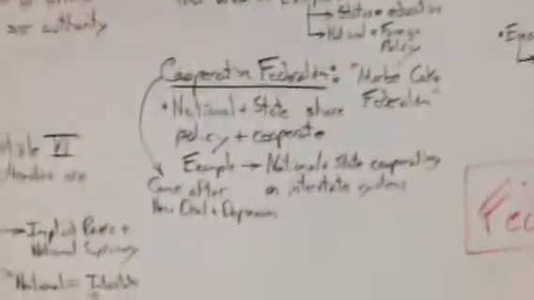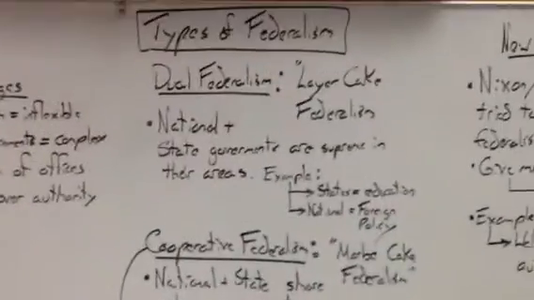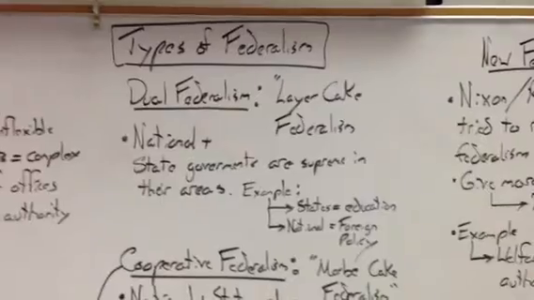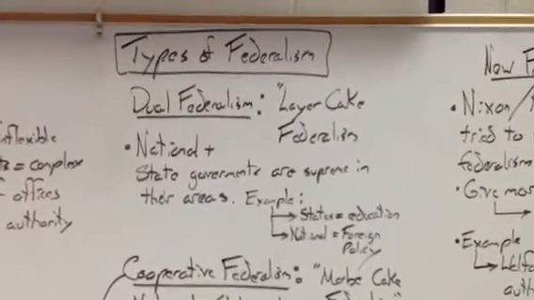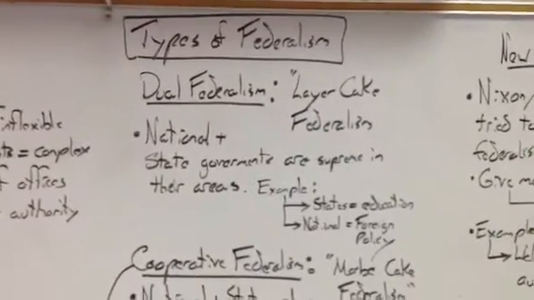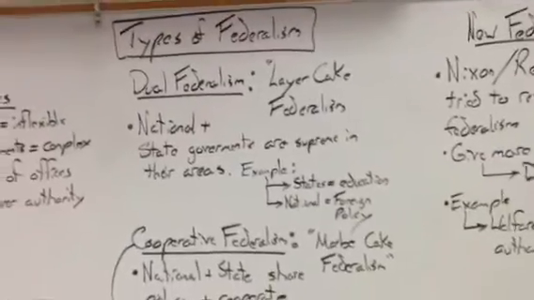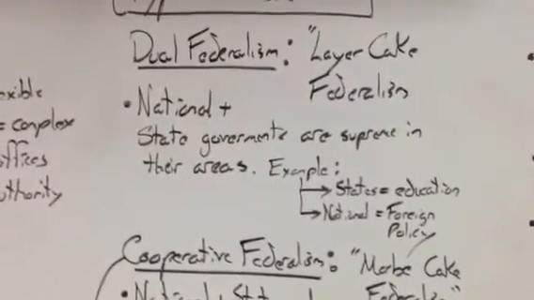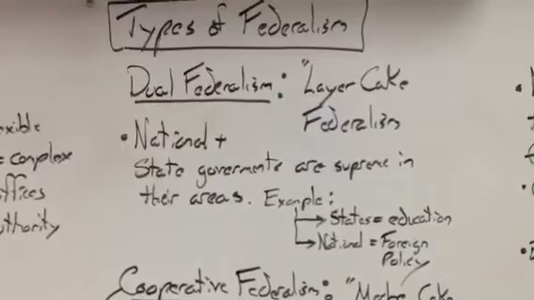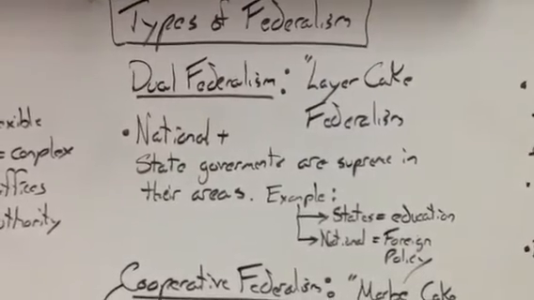We have also, this chapter, multiple types of federalism. We have dual federalism, cooperative federalism, new federalism, and fiscal federalism. So pay attention. The first two are pretty easy: dual federalism and cooperative federalism. These are your cake models. Dual federalism is the layer cake form of federalism, and it's the oldest type. It says that the national and state governments are supreme in their own spheres of influence, their own areas, and there should not be any mixing. They are individual autonomous layers.